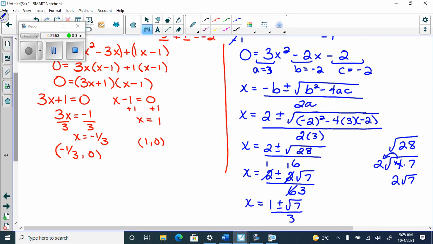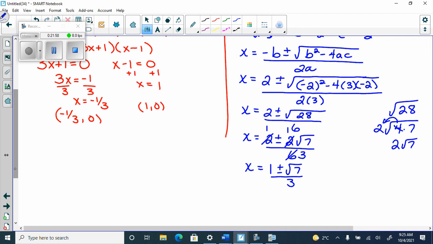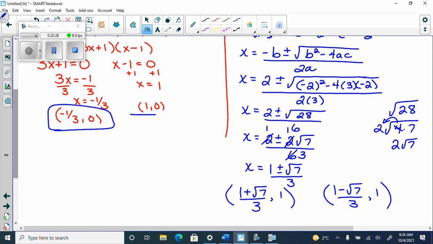And that actually gets me 2 coordinates. I totally forgot that it's y equals 1 these days. So I was just confused. I did write a 1 up there, so it could look wrong. So 1 plus root 7 over 3 and 1. And then 1 minus root 7 over 3 and 1. So there's my 4 invariant points. These, that, and that.